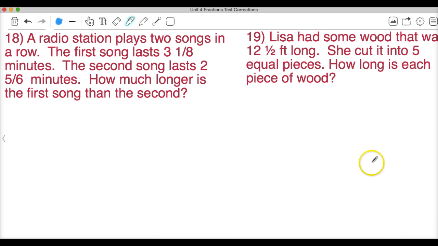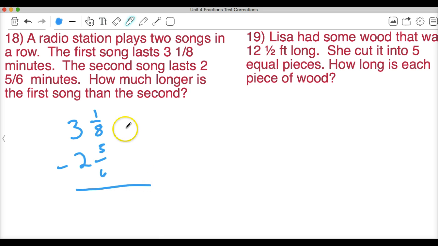Number 18, a radio station plays 2 songs in a row. The first song lasts 3 1/8 minutes. The second song lasts 2 5/6 minutes. How much longer is the first song than the second one? So again, this is a subtraction problem because we have one that lasts this amount, and this one is a different amount, so we need to subtract them. So we have 3 1/8 minus 2 5/6. And so with 8 and 6, the common denominator is going to be 24.